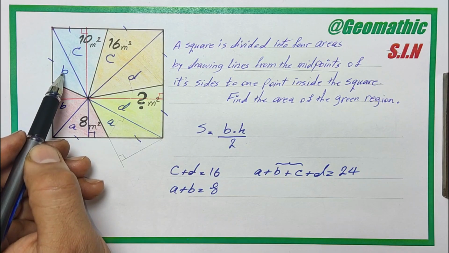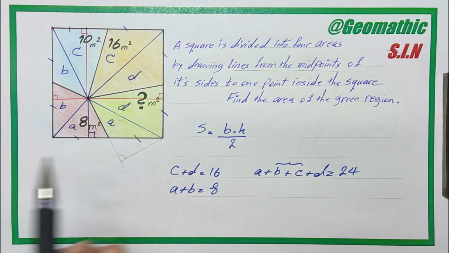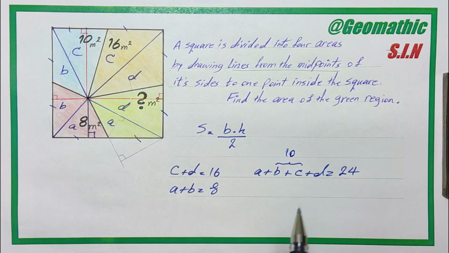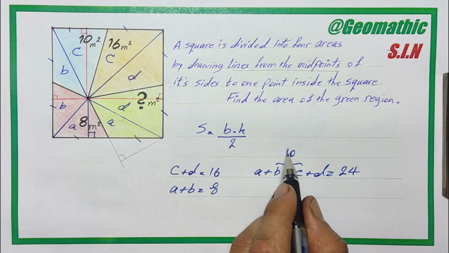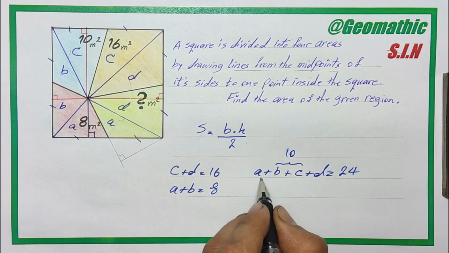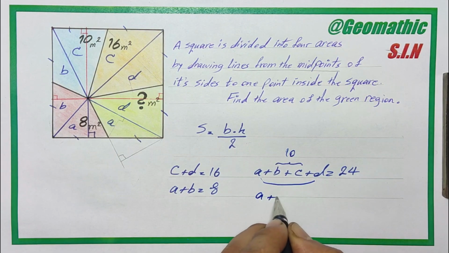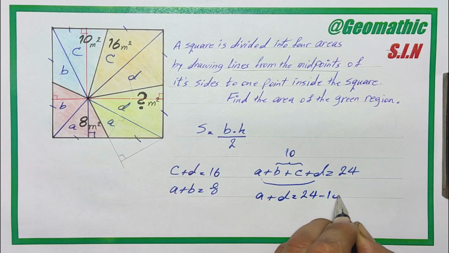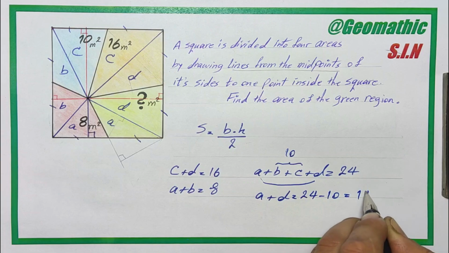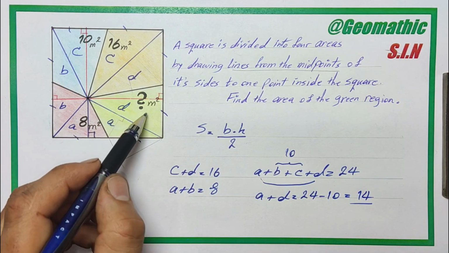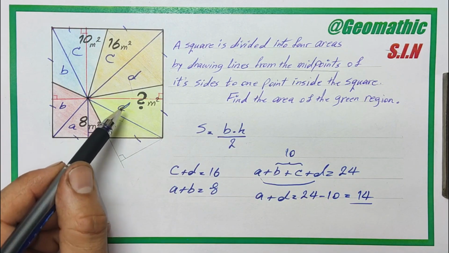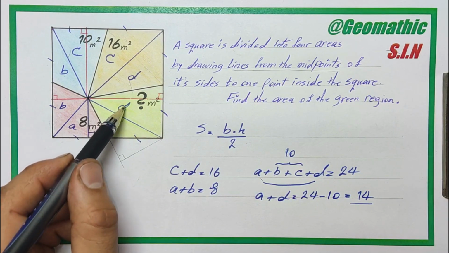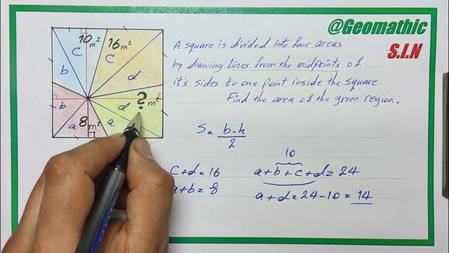Notice that triangle B plus triangle C equals 10. So we have this measure B plus C equals 10. And now if we move this 10 to the other side, we have A plus D equals 24 minus 10, which is equal to 14. So the area of the green region, which is equal to the area of these two triangles, A plus D, equals 14. So I write this: 14.